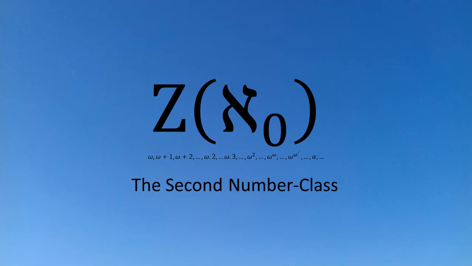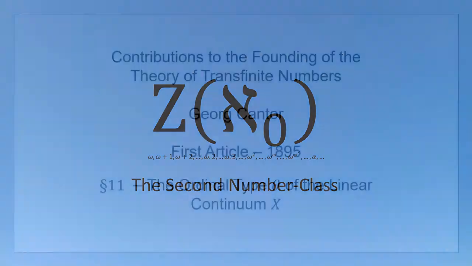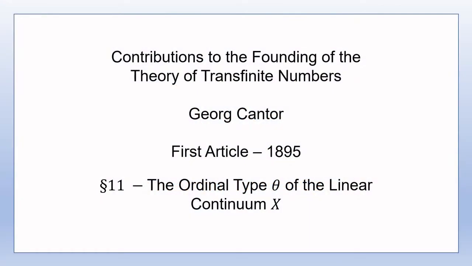Welcome to this video. Video number 11 in my series of videos on Georg Cantor's 1895 and 1897 articles on the theory of aggregates and transfinite numbers. Section 11 is titled The Ordinal Type Theta of the Linear Continuum X.